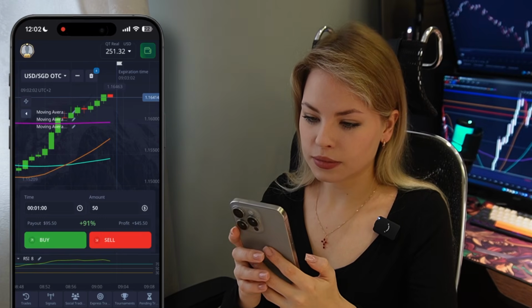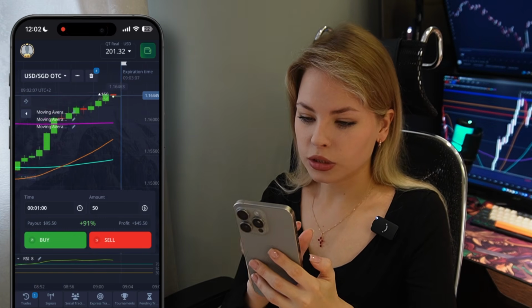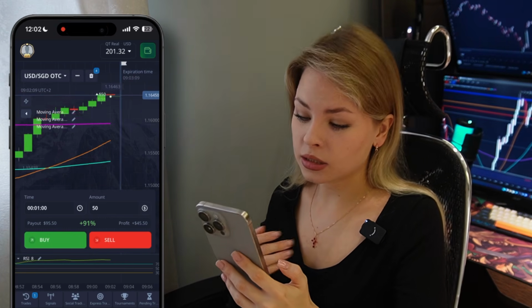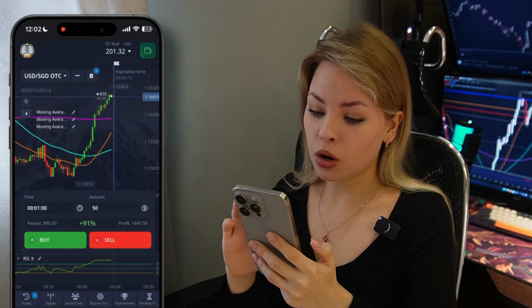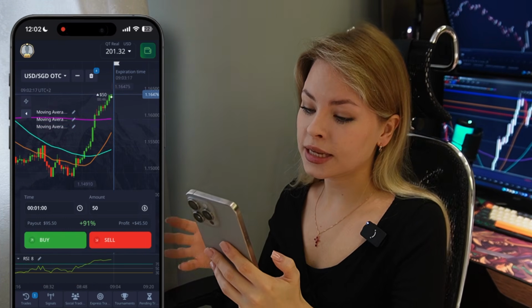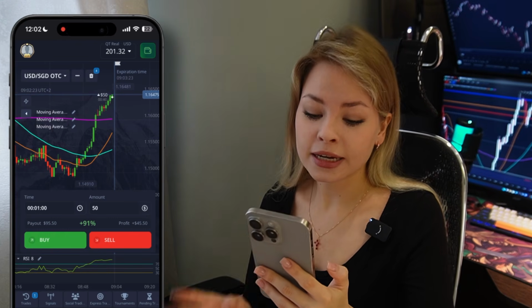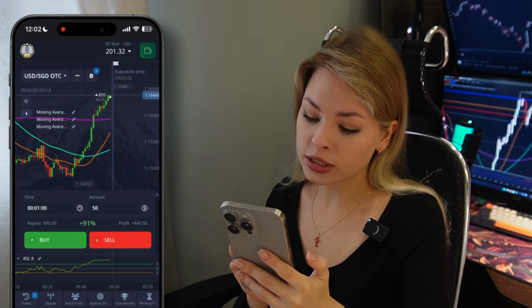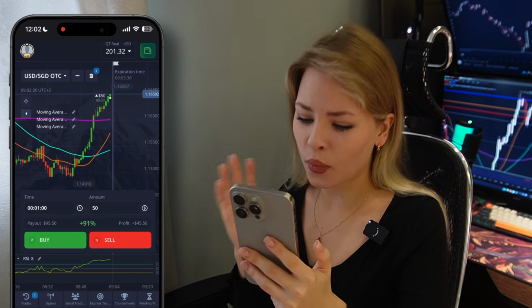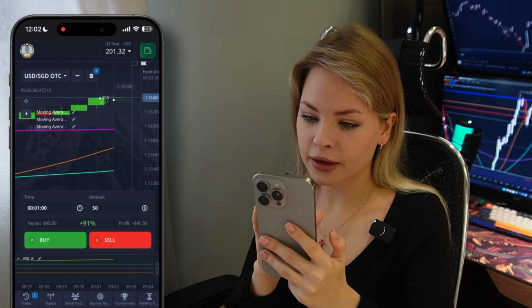So guys, going long here, also $50. You see that here is a great uptrend for the last half an hour. We see that our EMAs, MA20 and MA50, tell us that we should go long here. Yes, RSI says that the asset is overbought, quite overbought. But let's just look at what we will have here.